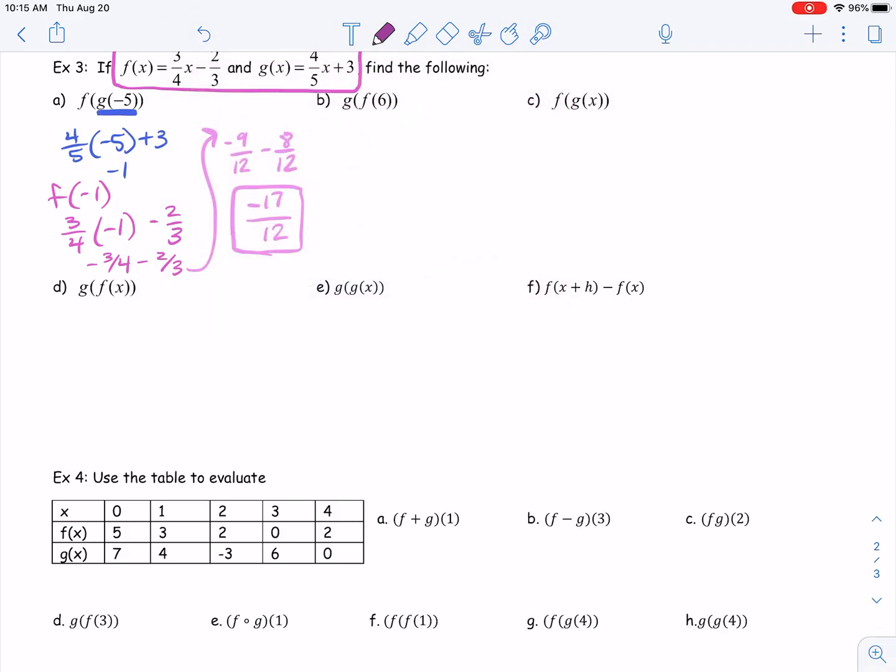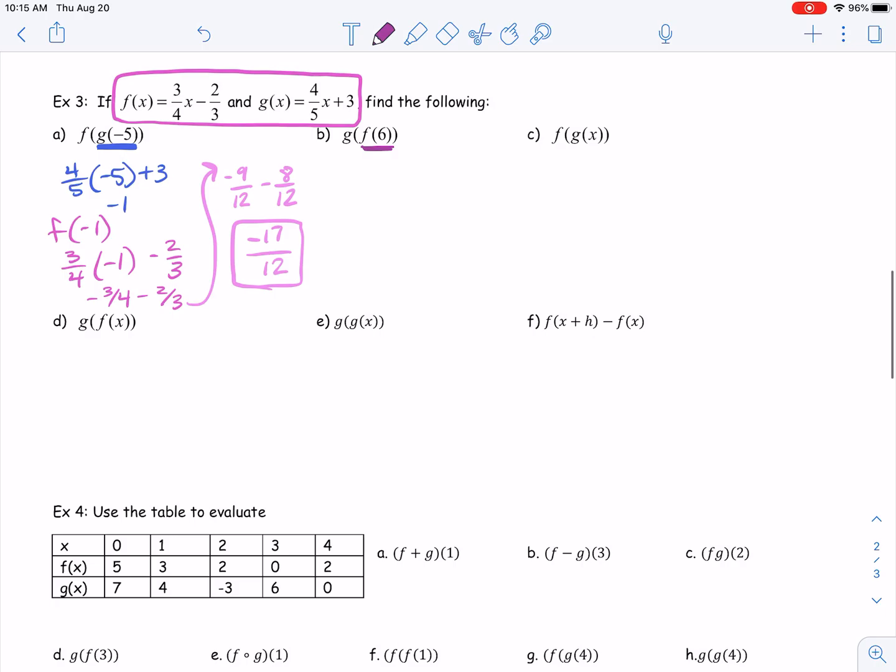So again, we're doing g of f of 6. So I want to start with my innermost parentheses, f of 6, so I can go ahead and evaluate that. So that would be 3/4 times 6 minus 2/3. Well, 3/4 times 6, so that would be, my brain just stopped working for me.